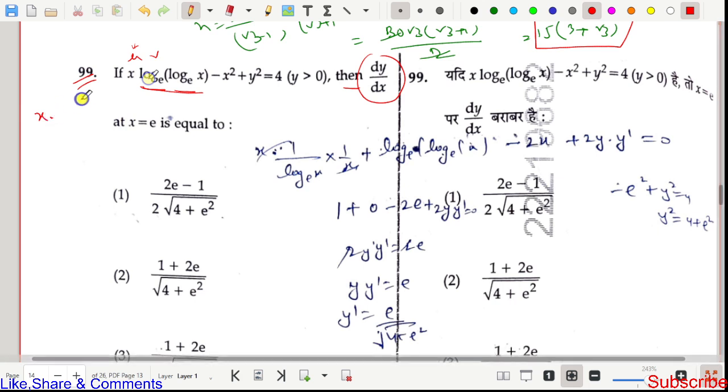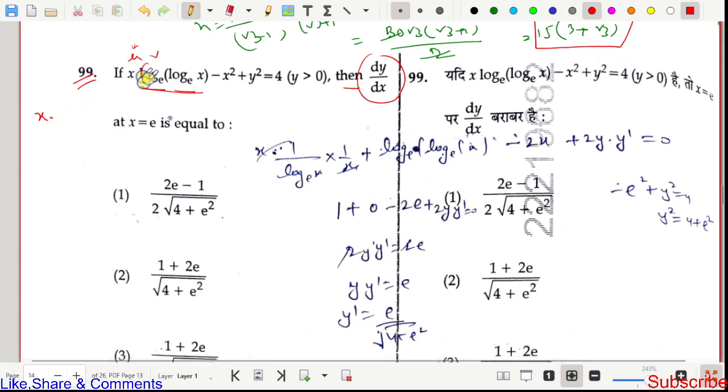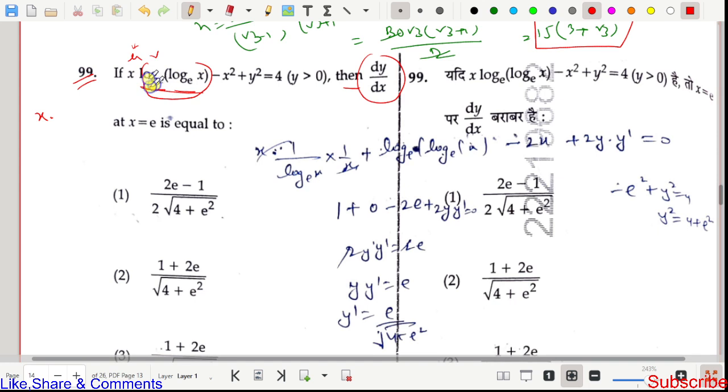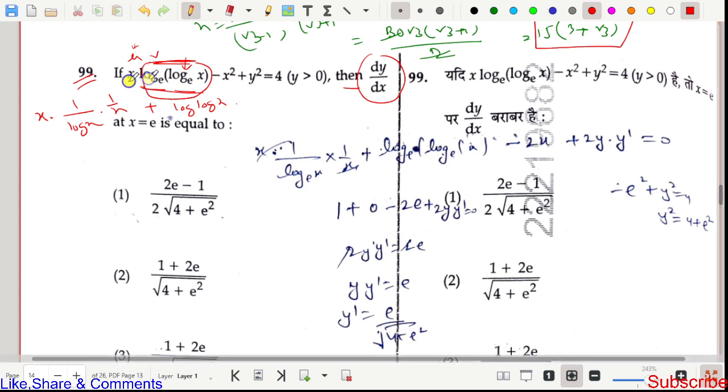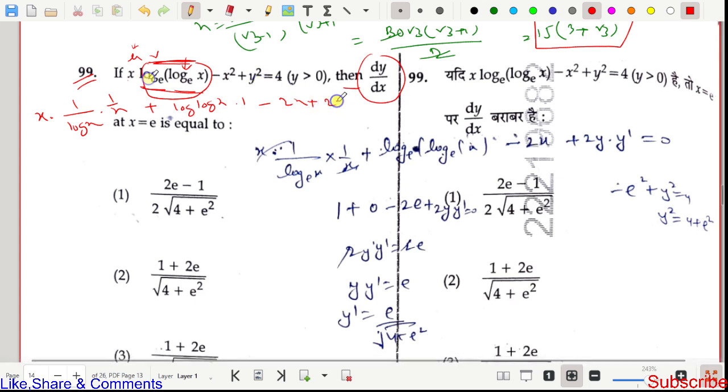So keeping x as the first term the same, we take the derivative of this. The derivative of log means 1 by x, so it will be 1 by log of x, again the derivative of log x, that is 1 by x. Now keeping the second portion, log of x, total, the derivative of x is 1, then minus 2x, and the derivative of y square is 2y dy dx, equals 0.